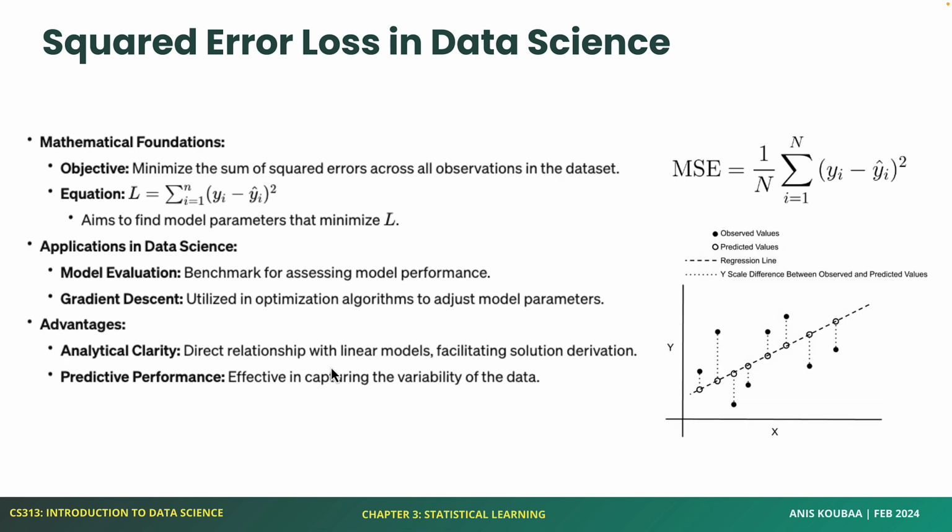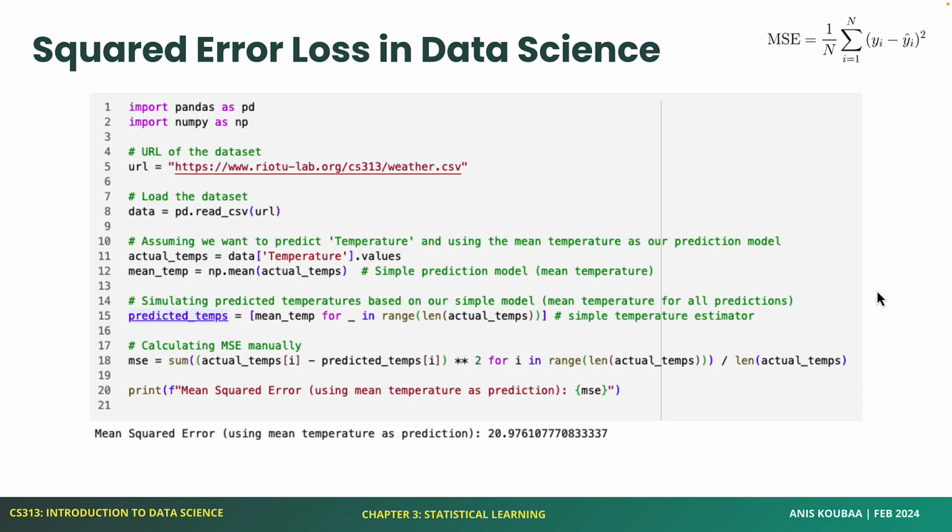Okay, so basically we're just going to take the difference between observed values and predicted values on that regression line. That's a simple code. It shows the squared error loss in data science. So here I've taken the data set of temperature. I calculate, so now I have a row of temperature, okay? I will make a bad model. What is a bad model here? I will consider that all predictions will be just the mean.